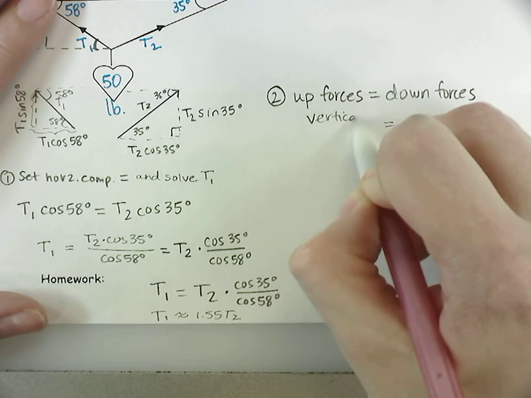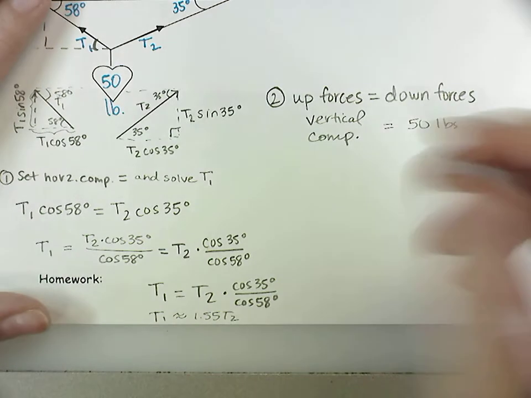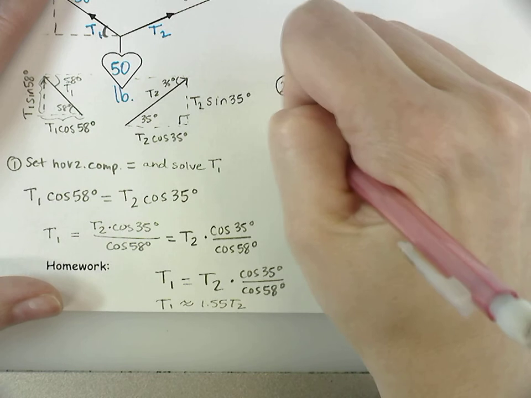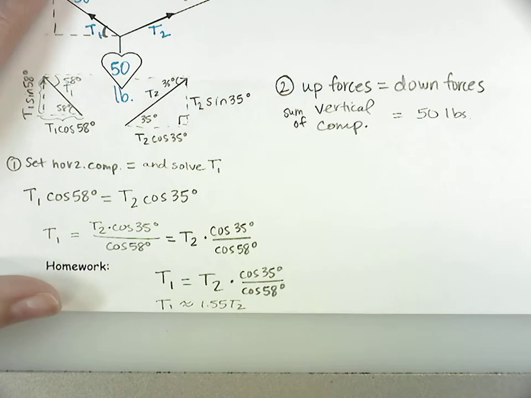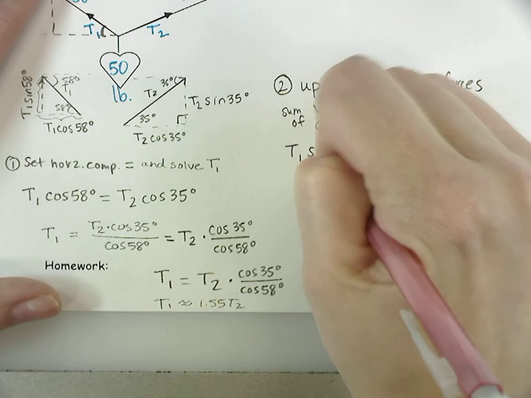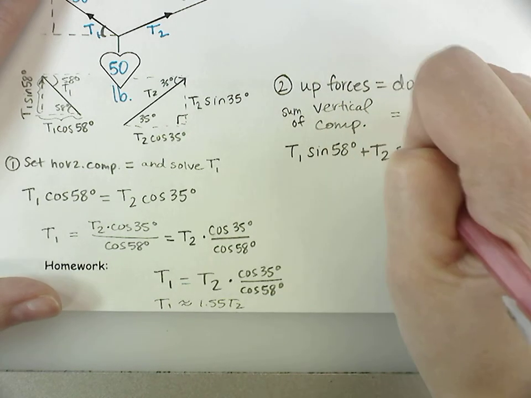The sine of 35 will equal 50 pounds, okay? So you have two vertical components. This is going to be the sum of the vertical components. So we're going to have t sub 1 sine of 58 degrees plus t sub 2 sine of 35 degrees, and that's going to equal 50.